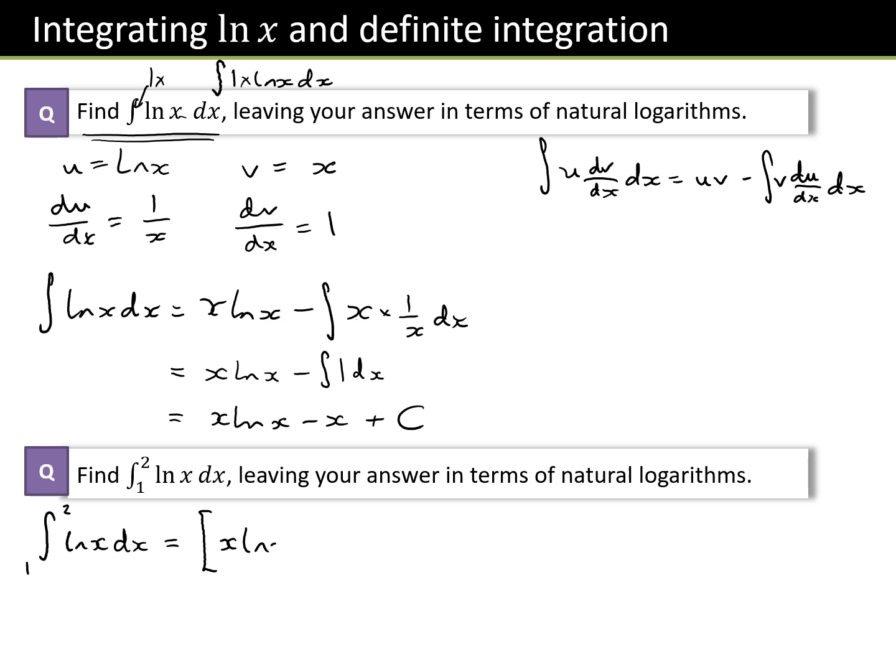It's x natural log of x minus x. Okay, this plus c, you only need it if you don't have limits. Here we do, so we can just get rid of it. Okay, so it says here, leaving your answer in terms of natural logs. So you're not allowed to use a calculator realistically, and I'd say don't use one anyway because it makes mistakes. So it's this when 2 is subbed in, take away when 1 is subbed in.